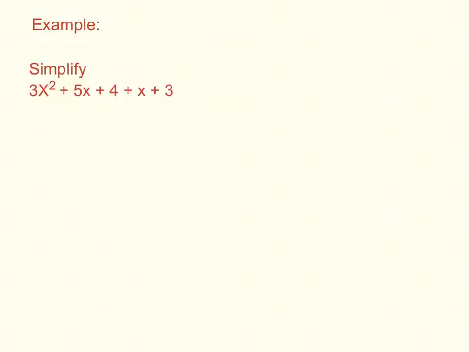So if I have this example, first thing you want to do is identify your like terms. A lot of people like to circle them, box them in, that kind of thing. So I have a 3x squared. I do not have any other x squareds. I have 5x and I have an x. Then I have a 4 and then I have a 3.